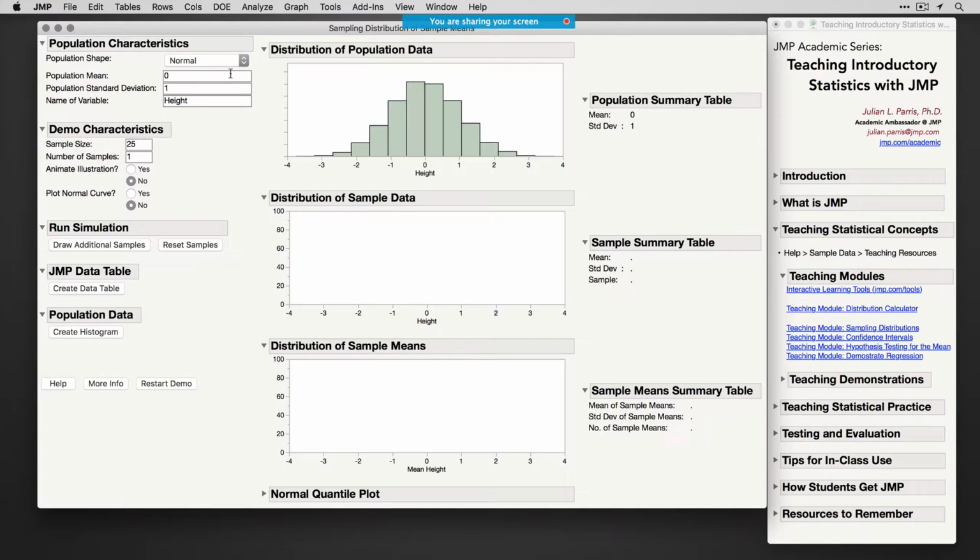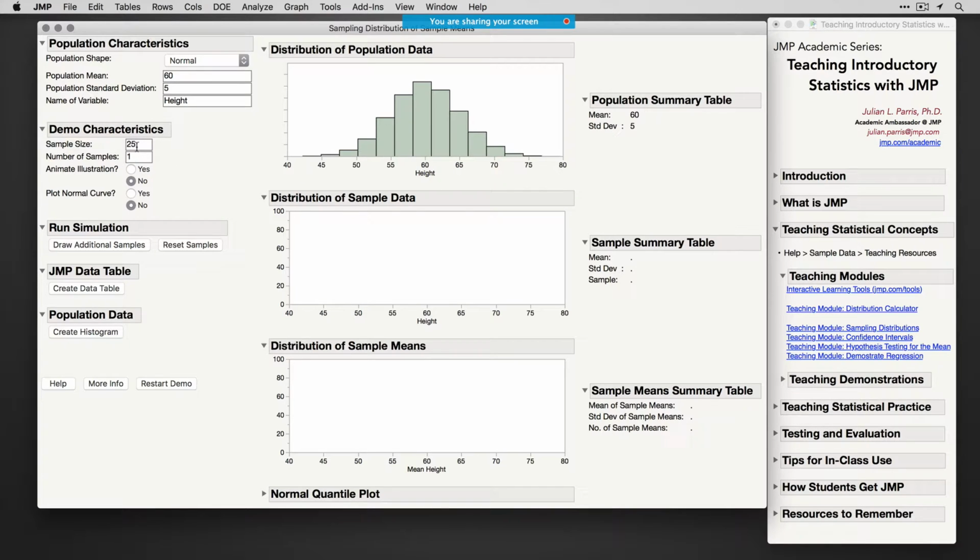But let's set this up as a simple situation. So we have a variable we can call whatever we want. Height's fine. Let's say the population mean is set at 60, and the standard deviation is 5. You'll see the distribution of the population data here. And so presuming that this is maybe some population we're drawing and we're measuring their heights.